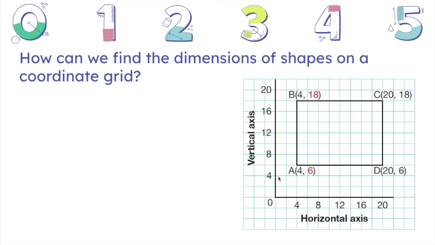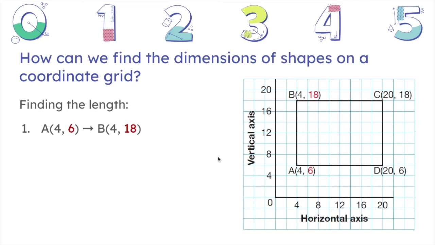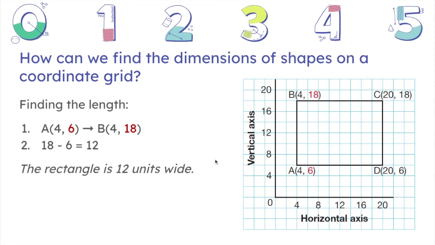Now, let's do the same for the width. Remember that the second coordinate of an ordered pair tells how far we move up, and that's indicated in red here. So similarly, we can find the width of this shape by finding the difference between the second number in each ordered pair, 6 and 18. 18 minus 6 equals 12. So we say that this rectangle has a width of 12 units.